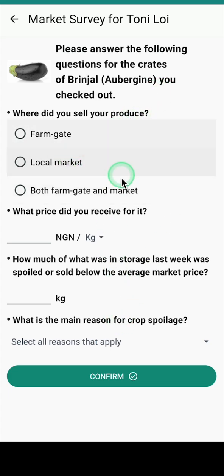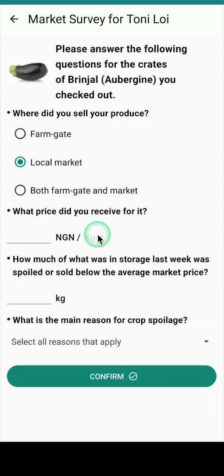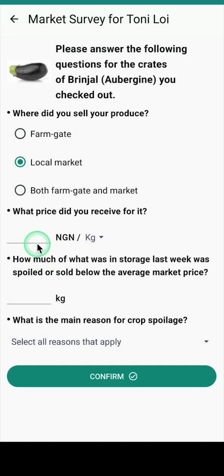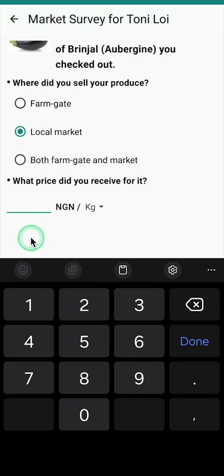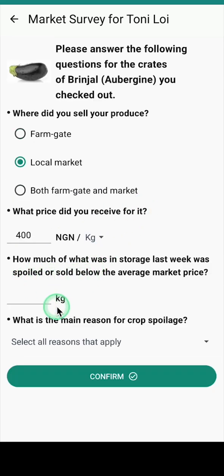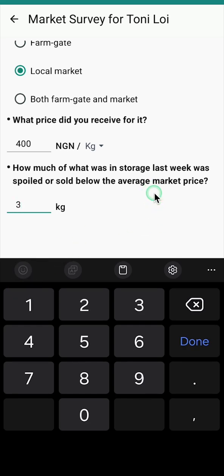The first question is, where was the produce sold? And for example, let's imagine that this was sold at a local market. What price was received for a given amount of this produce sold? And this can be answered in all these different units. So for example, let's imagine that the price was, I don't know, 400 naira per kilo. How much of the produce that was stored was actually spoiled? Maybe in this case, only 3 kilos were spoiled.